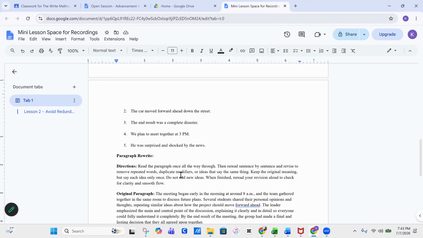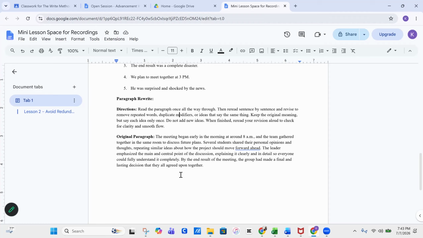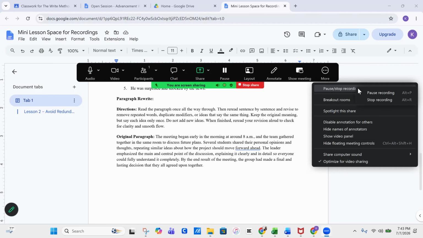Keep the original meaning, but say each idea only once. Do not add new ideas. When finished, reread your revision aloud to check for clarity and smooth flow. I cannot emphasize this enough. I'm going to ask you guys to make your writing more concise in the next homework, I believe. So I'm going to grab some water, and when I come back, we're going to revise this paragraph.